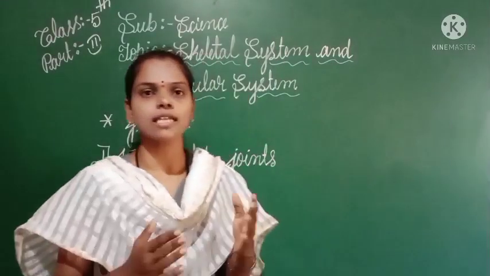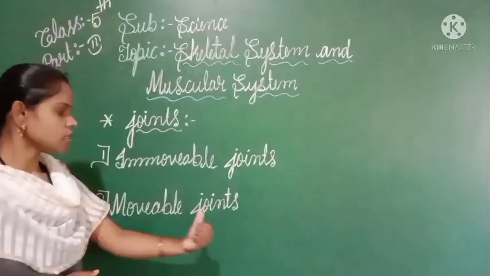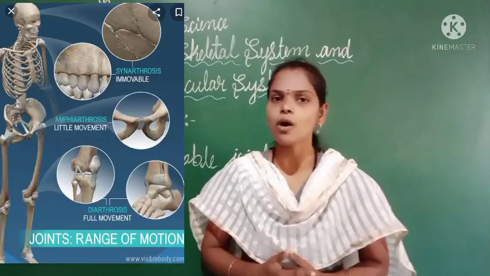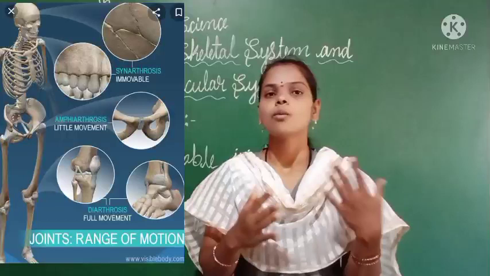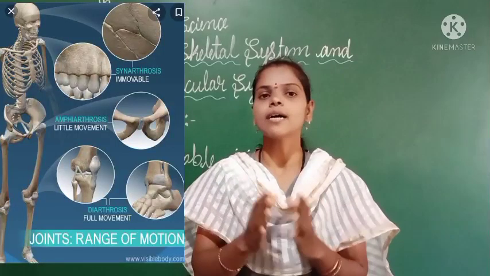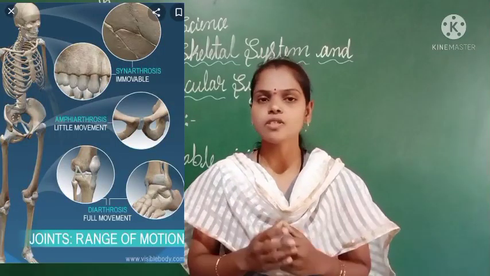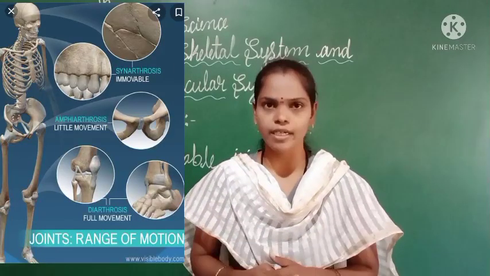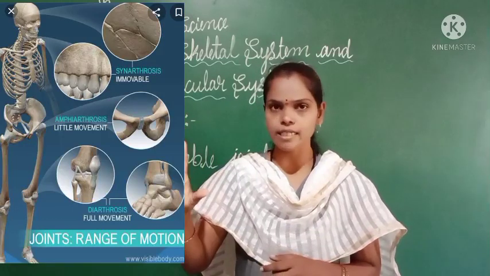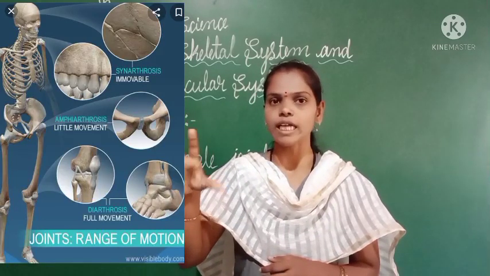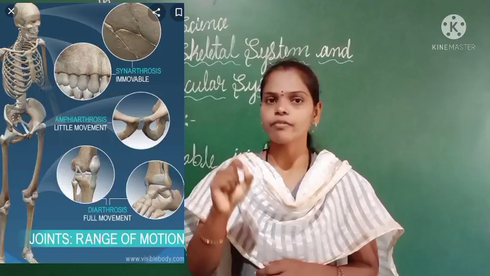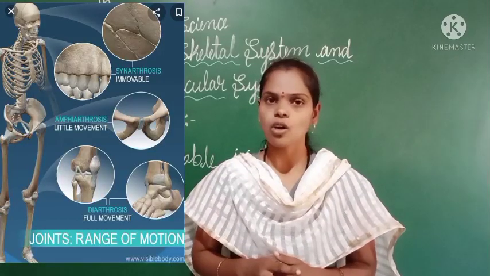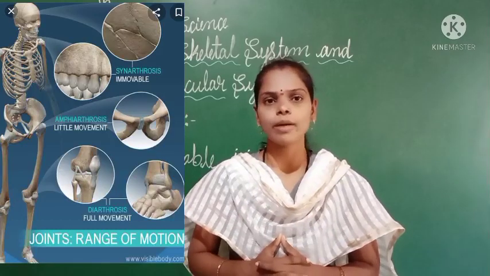So dear students, next are movable joints. In the joints, some parts of the bone have ligaments. That is the substance present in the bone which helps to show movement. For example, the wrist and fingers can show any movement. With the help of the fingers, we can write, we can eat, we can do any work, right? So that is known as a movable joint.